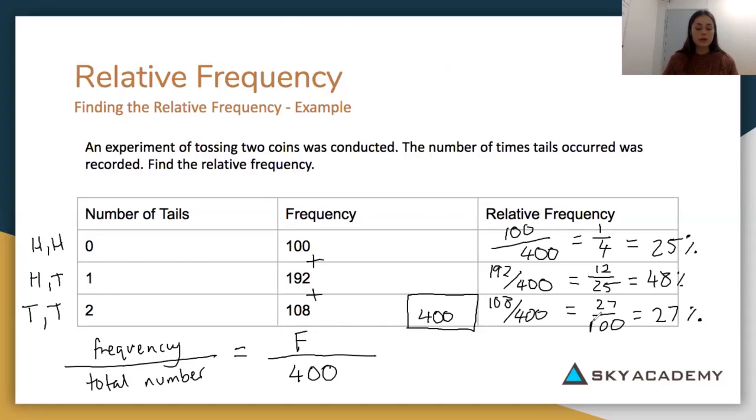So that is how you find the relative frequency. That's how you use the formula to find it. And all you have to do is put the frequency of the data point that you want to find over the total number of frequencies, or the total number of data points within that data set, and put it into your calculator and find it in terms of a percentage.